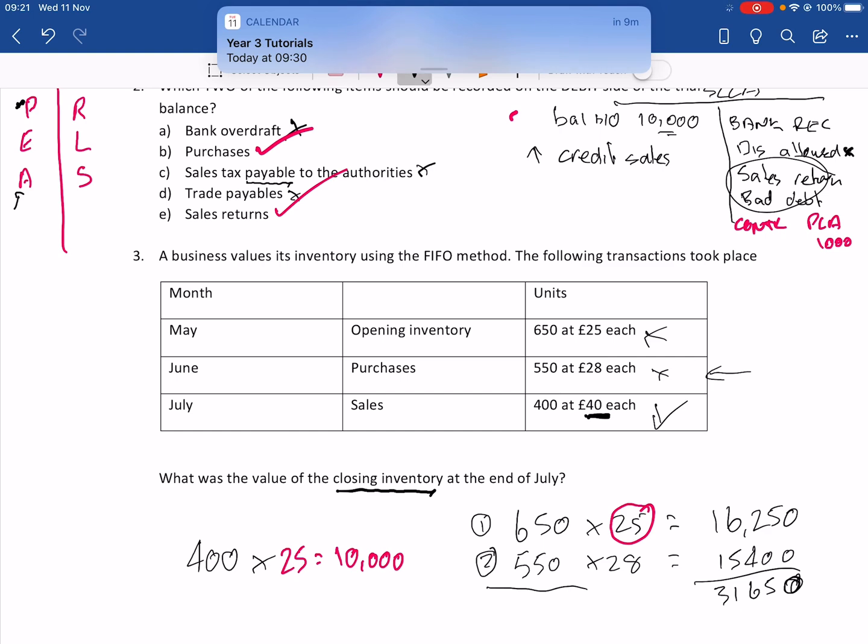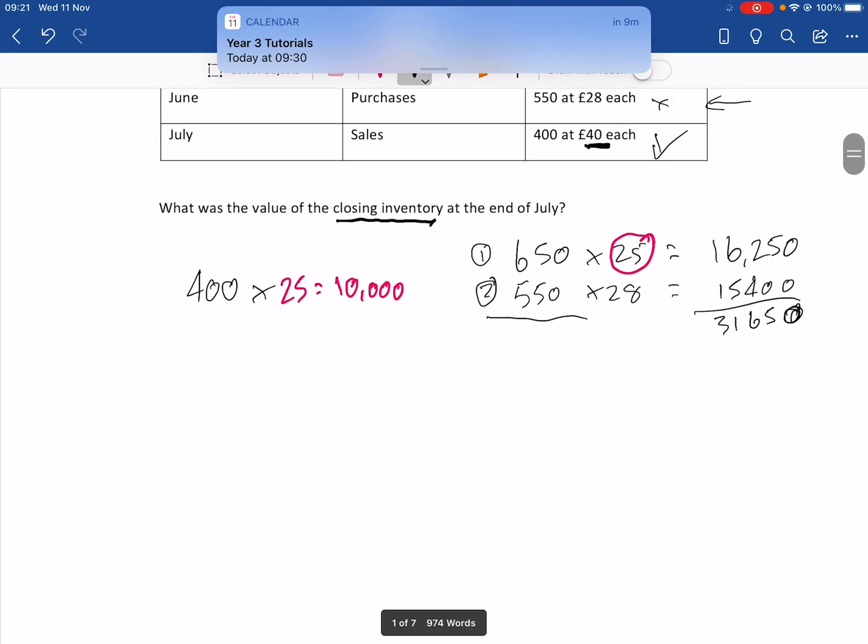Okay, so let me show you. So therefore, we had 31,650, but we've issued out 10,000 of cost. Okay, so that reduces the amount of stock that we had. So therefore, our closing stock figure is 21,650. That's the figure that you need for the answer.